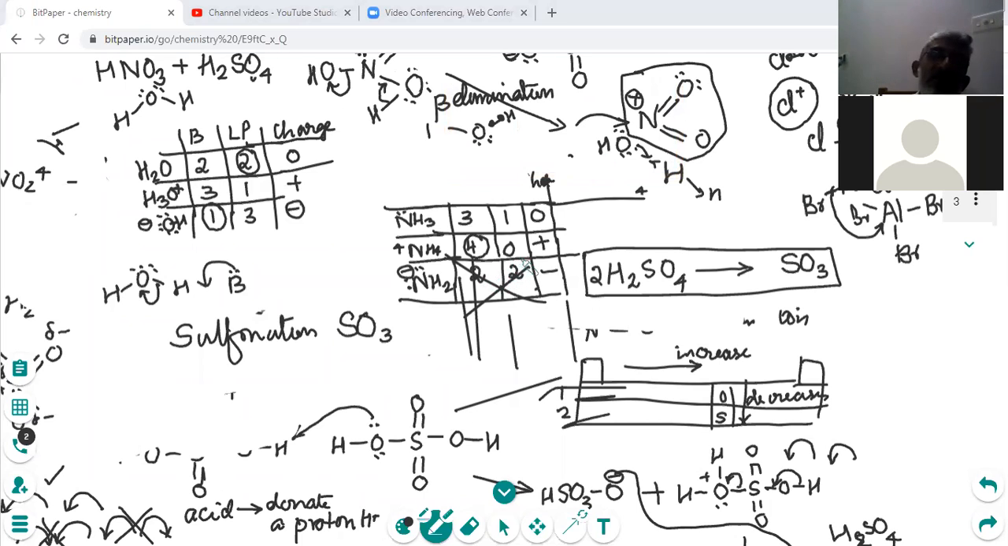Has anybody written how sulfur trioxide is getting generated from 2 molecules of sulfuric acid? Any one of you? If you have done it, you can just say yes, unmuting your speaker or mic. Nobody? Okay. So there is no point in asking that. We will just go to the mechanism, how sulfur trioxide is generated, which I have already written.